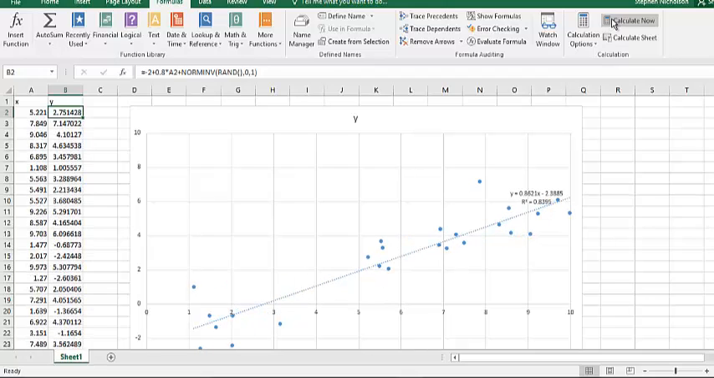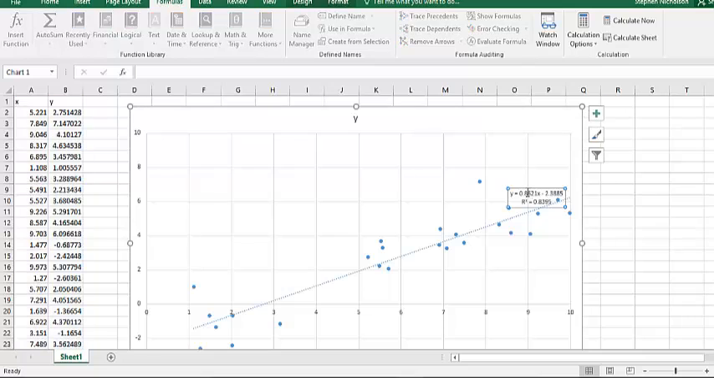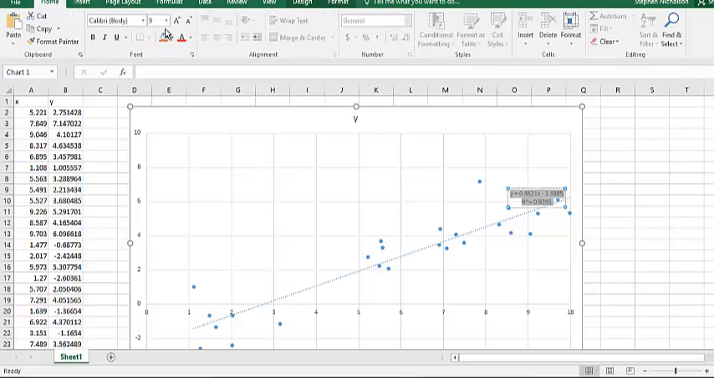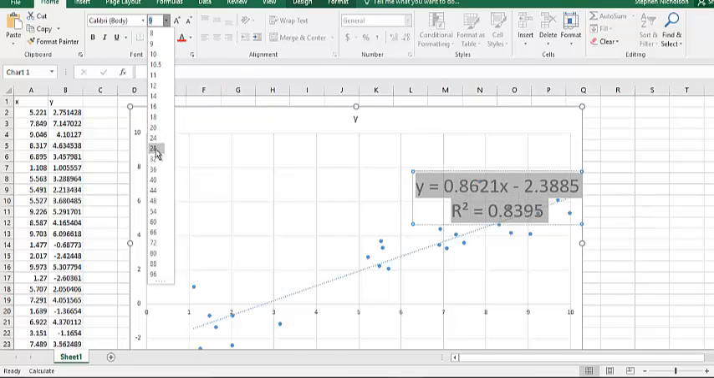So every time I push calculate now, it creates a random set of new data, which still has this relationship. And what I'm going to do is take this and make it bigger so you can see the results. Why isn't it getting bigger? Well, R stands for regression coefficient, and the closer that number is to 1, okay, I don't know why that happened. Let's try it again. Okay, so there's my equation.